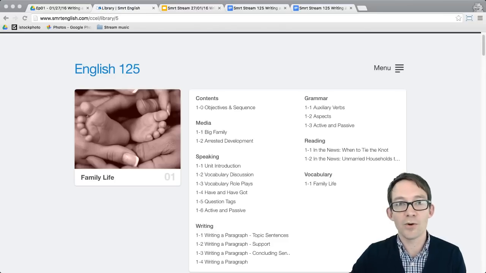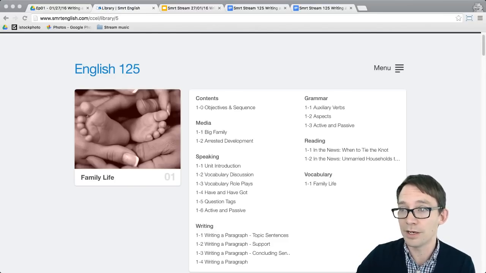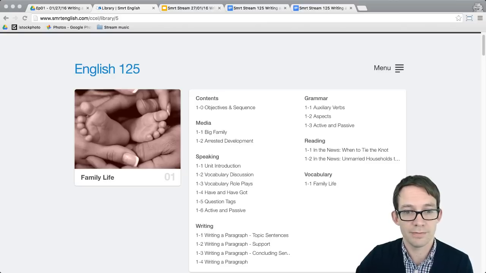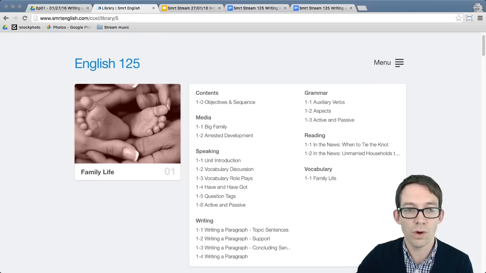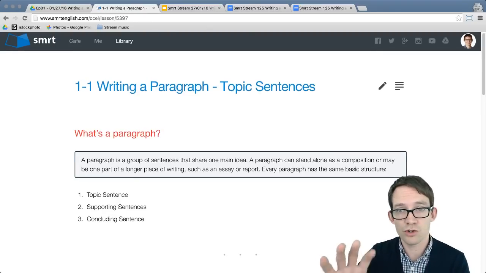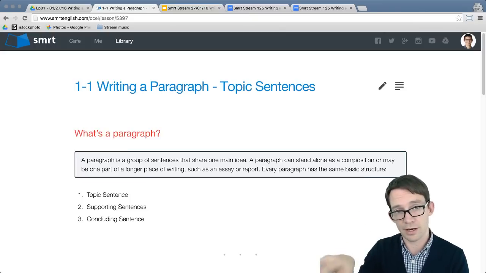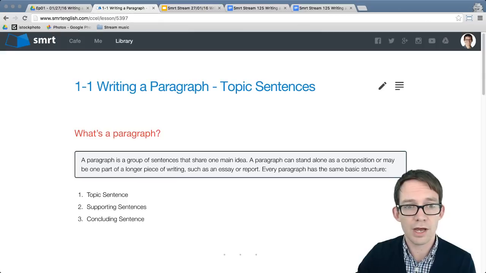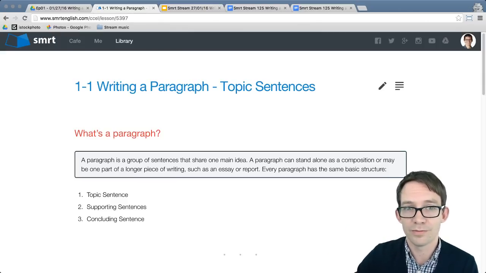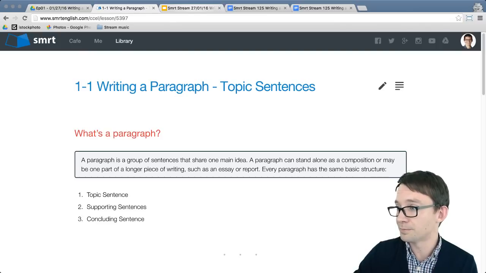If anybody is already a student of Smrt, I'm going to tell you where you can go. And if you're not, then don't worry about it, because we're going to share some documents and exercises with you as we go. If you are a student of Smrt, we're going to be in English 125 today, and we're going to start with writing 1-1, writing a paragraph. I'll just show you that so that you can direct yourself to that lesson, and then I'm going to put something else on my screen. Again, if you're not a student in Smrt, don't worry about it. You'll have lots to do and see today.